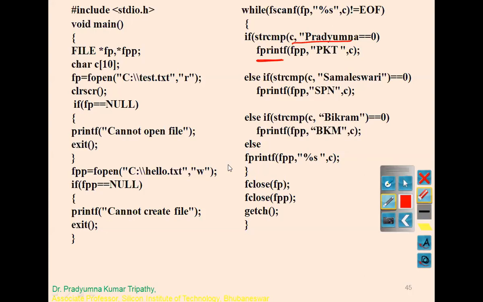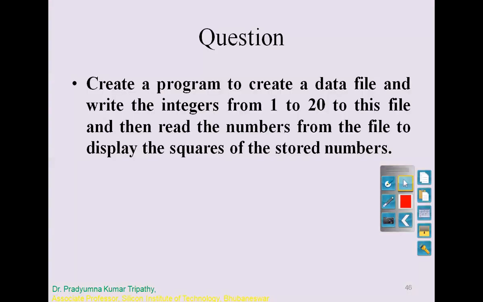The next is a program to create a data file and write integers from 1 to 20 to this file, and then read numbers from the file to display the square of the stored number. So I have some numbers in the file. I'll read them back and print the square of the number. It's very simple. Just see over here.